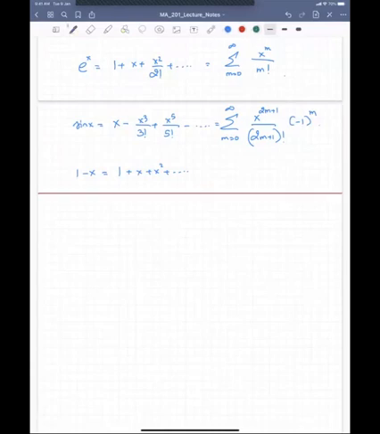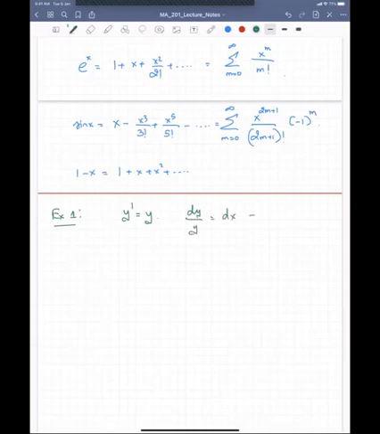Example 1. Suppose I give you the differential equation y prime equals y. Okay, this is a trivial differential equation that you know how to solve. You simply integrate both sides, right? So dy by y equals dx, which gives you y of x equals e to the x, or some a times e to the x. And you can always determine this a by applying initial value conditions.